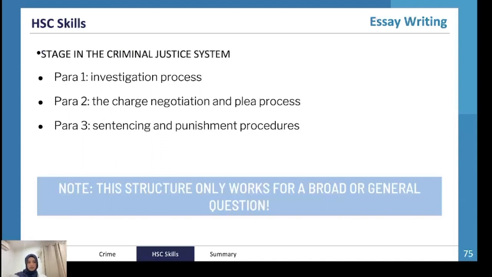Next up, we've got stage in the criminal justice system. For example, you may have paragraph one, which looks at the investigation process, paragraph two, which looks at charge negotiation and the plea process, and paragraph three, which looks at the sentencing and punishment procedures. Note that this structure only works for a broad or general question. It will not work for all questions. So I've given you a bunch of different ways of structuring the essay. Please use the one that makes the most sense, at your discretion.